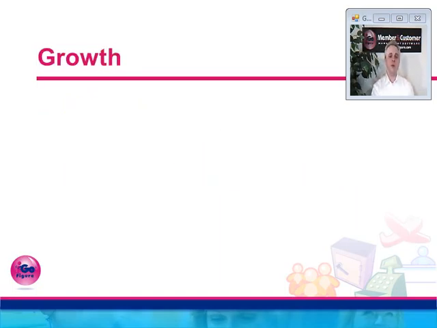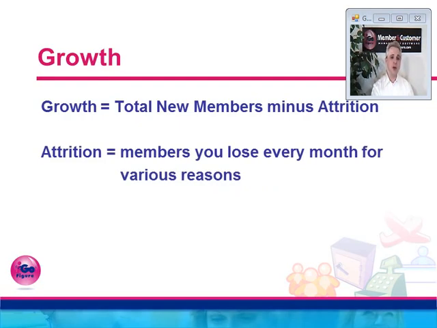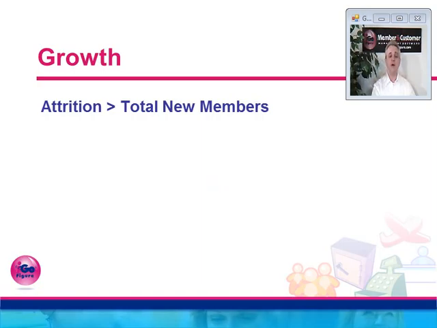How does this help you? By helping you to measure and manage your growth. Your growth, quite simply, is equal to your total new members minus your attrition. And your attrition, quite simply, is the members that you lose every month for various reasons. Some are going to quit, some are going to move out of state, and so forth. Now, if your attrition is greater than your total number of new members, you will have negative growth. You will lose members every month. And that might be a business reality, especially in tough economic times.